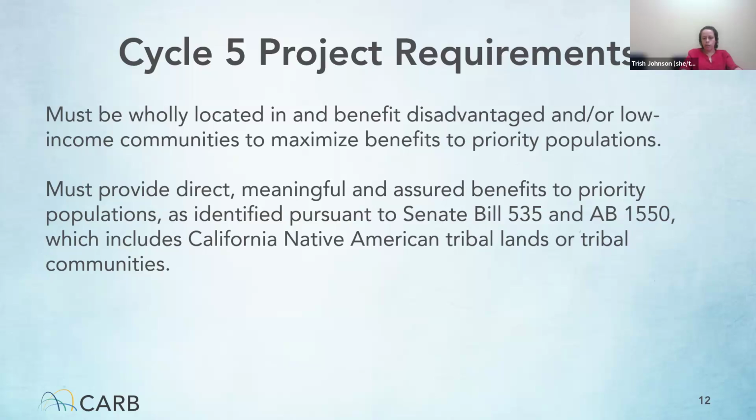In addition to the priorities we just shared, community air grant projects must be wholly located in and benefit disadvantaged or low-income communities to maximize benefits to priority populations. Projects must provide direct, meaningful, and assured benefits to priority populations, as identified pursuant to Senate Bill 535 and Assembly Bill 1550, which includes California Native American tribal lands or tribal communities.